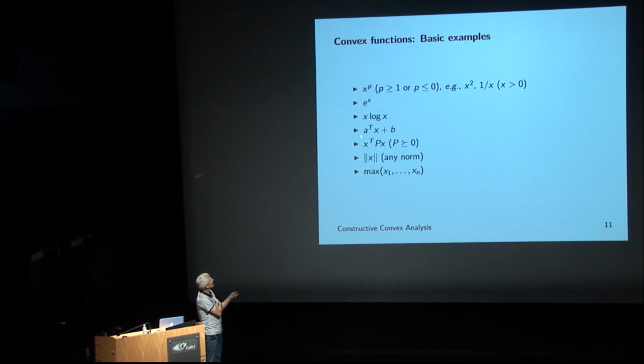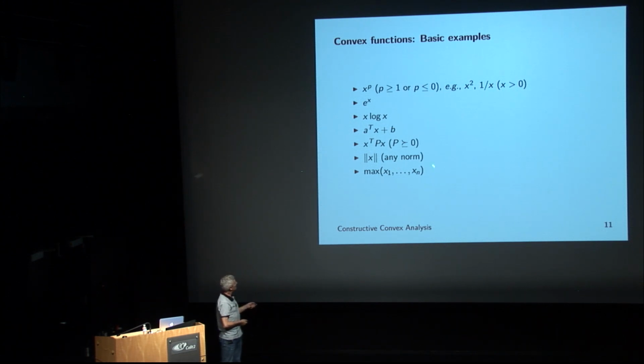Okay? A quadratic form with a positive semi-definite matrix, that's going to be convex. It's because its Hessian is 2 times P, and that's going to be positive semi-definite. Any norm at all, that's convex. That follows from the triangle inequality and homogeneity and just properties of a norm.